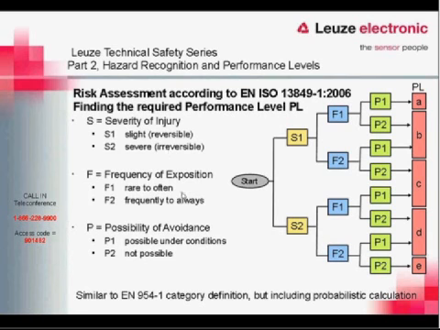Frequency, rare to often, frequently to always, and then possibility of avoidance. So if we follow this chart, we can say it's severe. We're already automatically at performance level C. No matter what else we get, we can't go anything below performance level C on our control system. And then if we start with S1, the worst we're going to see is a performance level C. So very easy flow chart to follow, quick and easy way to figure out what your risk is going to be.